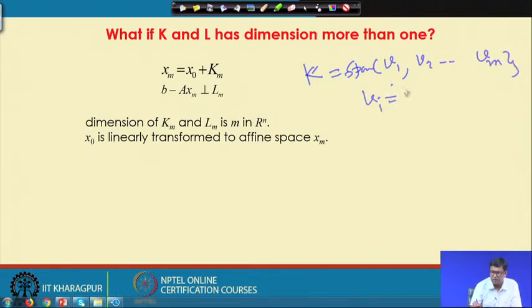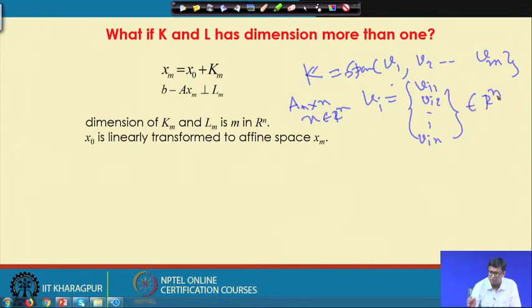is spanned by a number of vectors v_1, v_2, ..., v_m, and each v_i is a vector in R^n, if I am solving A x = b with A being n by n and x belonging to R^n. So, this is v_i1, v_i2, ..., v_in. Each of these vectors will belong to real coordinate space n. So, the dimension of L_m and K_m is m, and x_0 is linearly transformed to an affine space M, and this gives another interesting concept. What is an affine space?